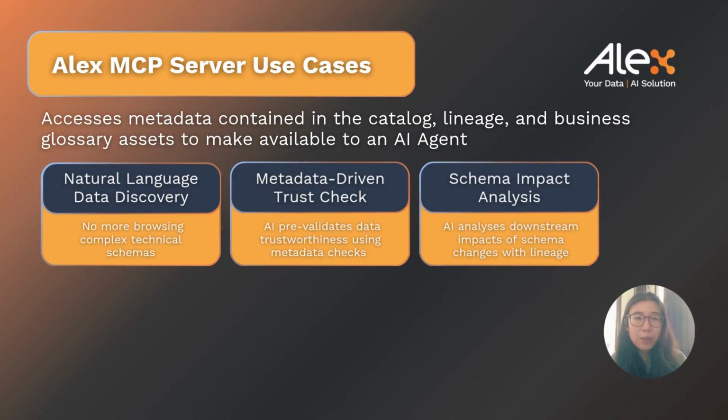Schema impact analysis. If you need to know the impact of deprecating the table of your customer data, an AI agent could proactively notify business owners and then identify downstream data assets affected by schema changes or deprecations using the lineage graph.